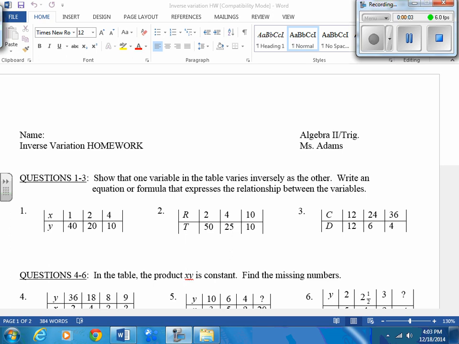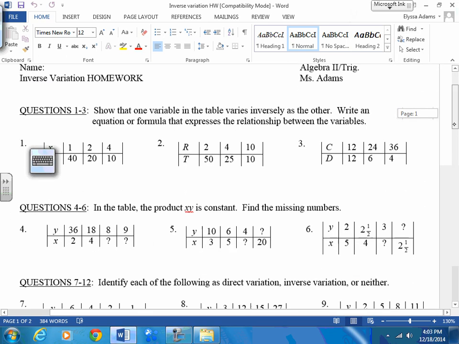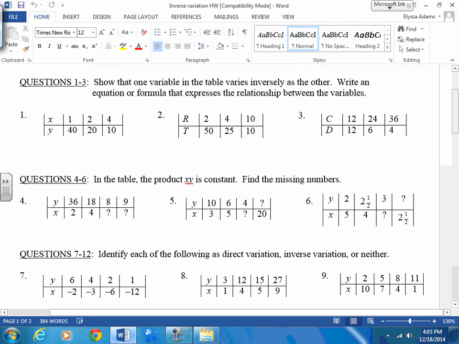So here's the solutions video to your inverse variation homework. Remember, inverse variations, direct you divide, inverse you multiply. So let's go ahead. Show that one variable in the table varies inversely as the other. So we need to show that when we multiply, we get the same thing.